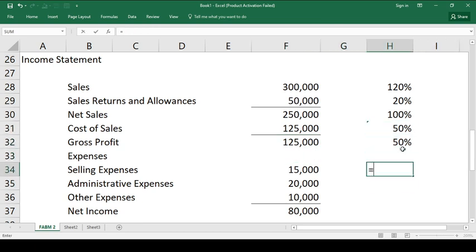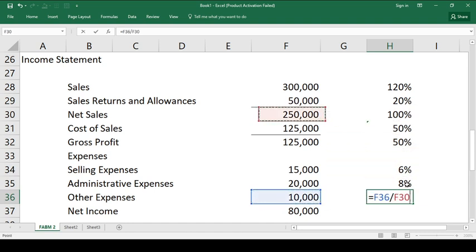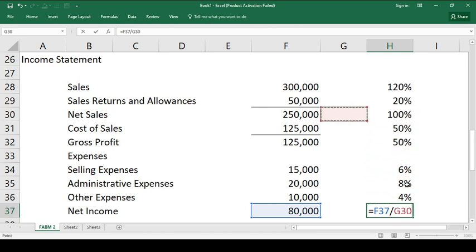And then we have 15,000. Divide natin yan by 250. That is, magkano kayang porsyento meron? Okay, that is around 6%. Tama? 6%. And then gawin natin din yung iba. Okay, that is 20 over 250, and then we have 10 over 250, and then we have 80 over 250.